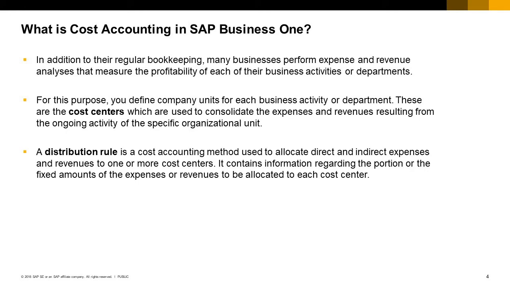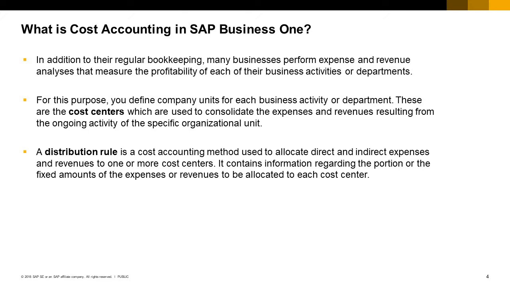Before diving into the cost accounting process, let us review the relevant terminology as it is defined in SAP Business One. In addition to their regular bookkeeping, many businesses perform expense and revenue analyses that measure the profitability of each of their business activities or departments. For this purpose, you define company units for each business activity or department. These are the cost centers which are used to consolidate the expenses and revenues resulting from the ongoing activity of the specific organizational unit. A distribution rule is a cost accounting method used to allocate direct and indirect expenses and revenues to one or more cost centers.